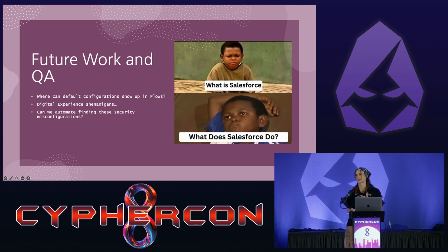But for my future work and what I want to do going forward, because I'm still fairly new to this space, is think about what default configurations can show up in flows, the feature to automate processes. Some digital experience site shenanigans: what I would really love to do is find a way to scan the public internet and see what digital experience sites are or were accidentally made public, to see what kind of data I can take. And also asking myself, can we automate finding these security misconfigurations? Because as of now, I haven't really found anything that can do that for you.